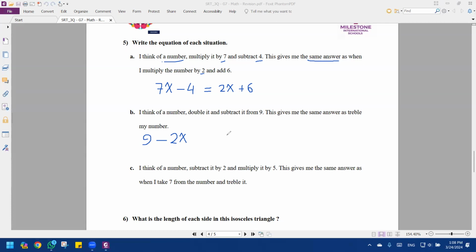Then this gives me the same answer as triple my number. Triple, this is after double, we have 3 times. Triple my number. Now, part C. I think of a number. Subtract by 2.